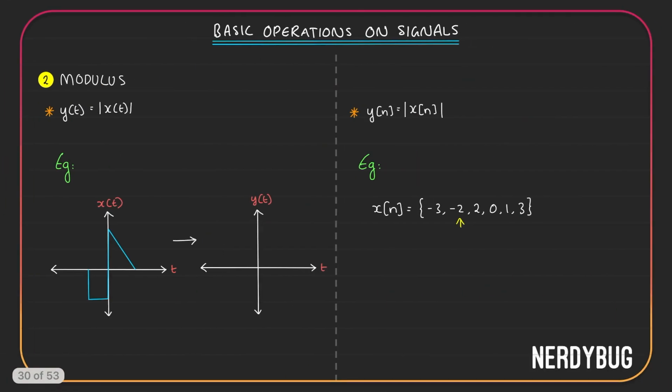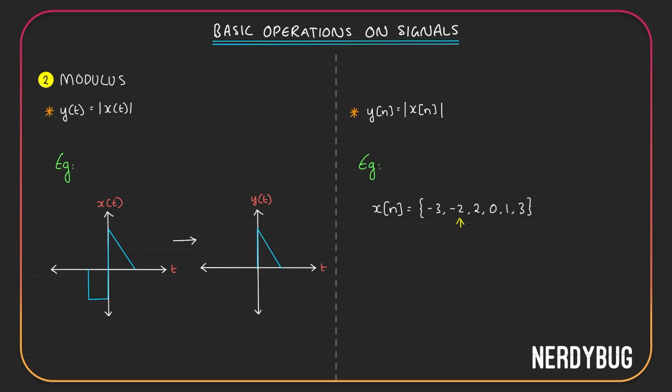The next operation is taking modulus. So y of t is the modulus of x of t. This is given here. This is our x of t. X of t looks like this. We have to take the modulus. So when we take modulus, we only take the magnitude, that is the positive value. On the right hand side, this is positive already. So we will get the same thing. It will kind of look like this.